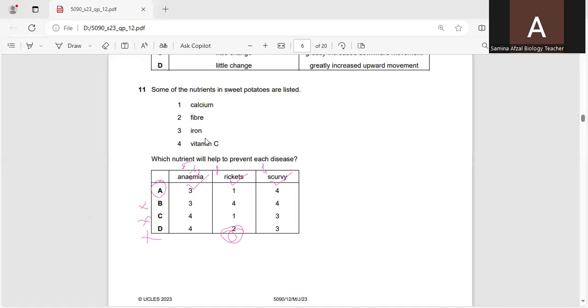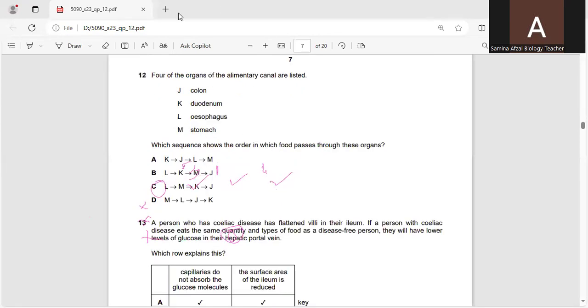Now I am moving from question 11 towards question 12. You can see over here question number 12. Four of the organs of the alimentary canal are listed: J, colon; K, duodenum; L, esophagus; and M is the stomach. Which sequence shows the order in which food passes through these organs?